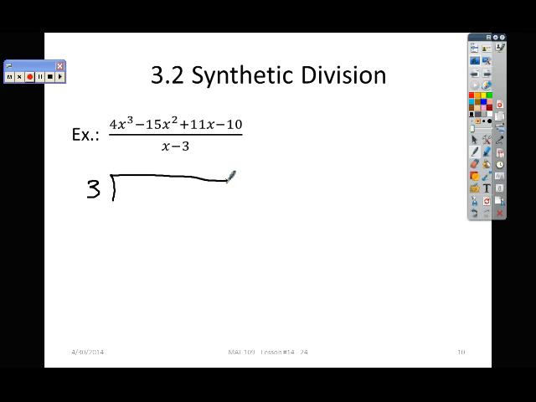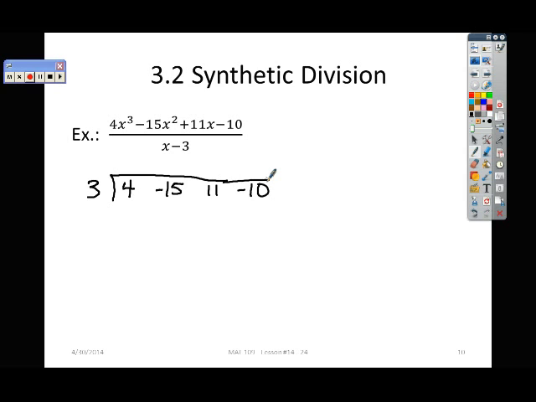And underneath here, I'm going to write these coefficients with their signs. So it's going to be a plus 4. It's going to be a minus 15. It's going to be a plus 11. And it's going to be a minus 10. And I'm leaving spaces between here because those are different columns. That's not adding and subtracting. Those are completely different columns.